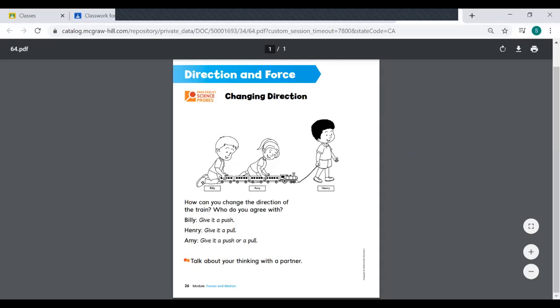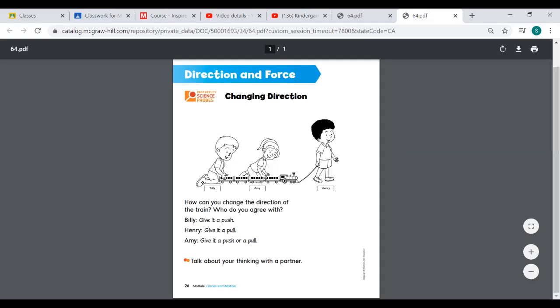We are on Module Forces and Motion, Lesson 3, Direction and Force. Open up your Be a Scientist notebook to page 26. Make sure you put your name and date at the top of the paper. All right, let's look at page 26.